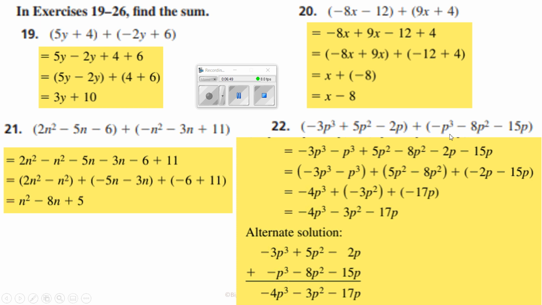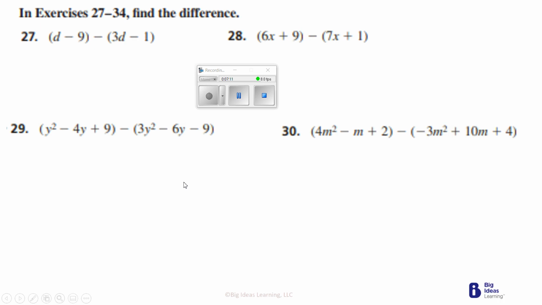Right? We took the negative p to the third power, put it under here. Both of them are negative, so we're going to add them together. We took the negative 8p to the second power here. Our signs are different, so we find the difference. 8 minus 5 is 3. Keep the sign of the bigger number. Both of these are negative, right? So 15 and 2 make 17, negative 17p. All right, let's move on.